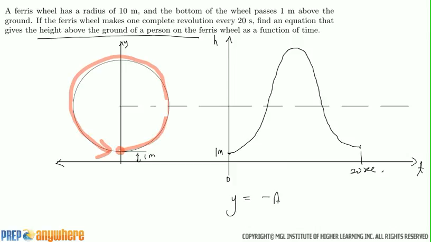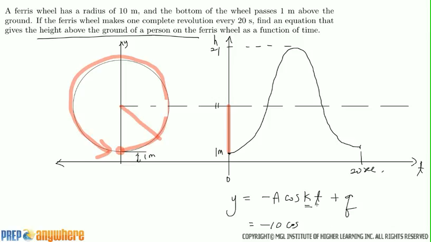So it's going to be a negative amplitude, a cosine of some period adjustment times time, and some vertical shift. There's no horizontal shift. The amplitude is the radius, right? The radius is given to be 10, so that's going to be 10. So the minimum is going to be 11, and the maximum is going to be 21. So the amplitude is 10.